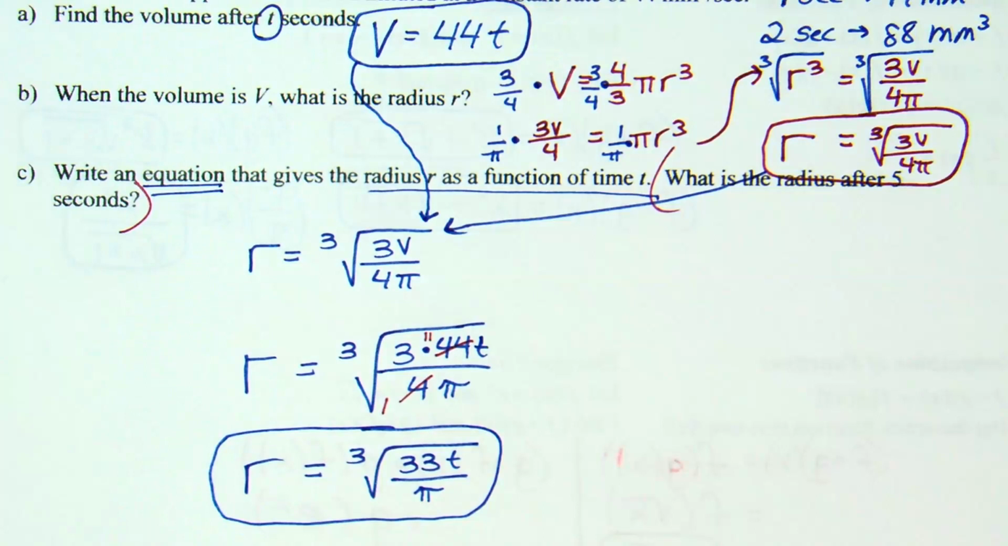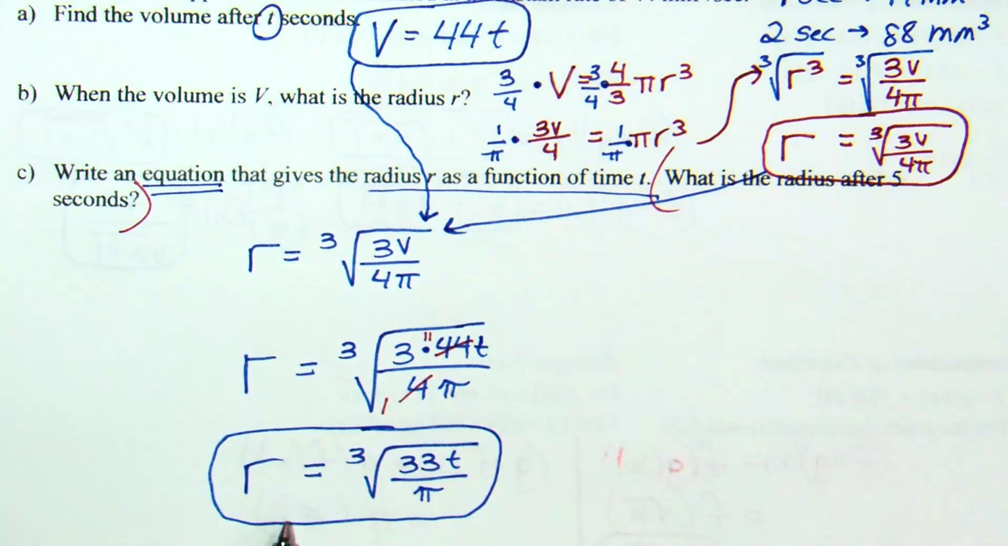Okay. So that last step was just cleanup. And you could have done 3 times 44, get whatever that is, divide by 4. And guess what? You're going to get 33. But, okay. What was the second part, or the last part of this question? Yeah, what is the radius after 5 seconds?